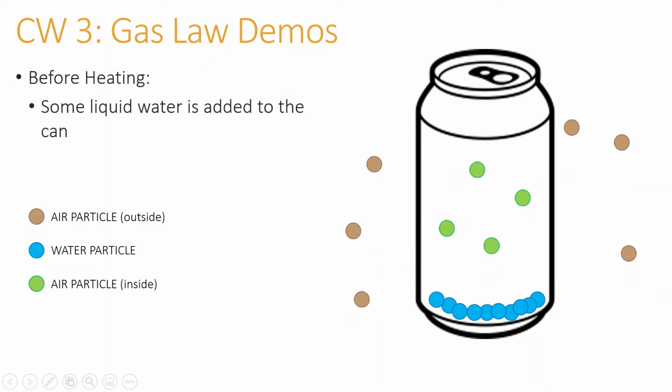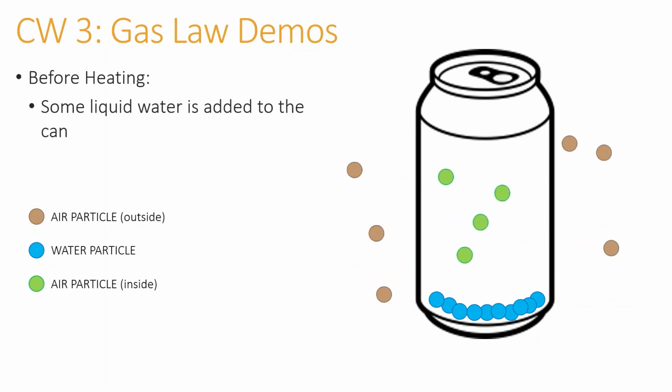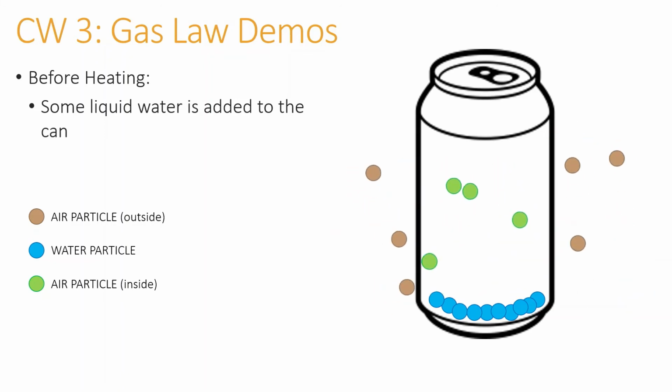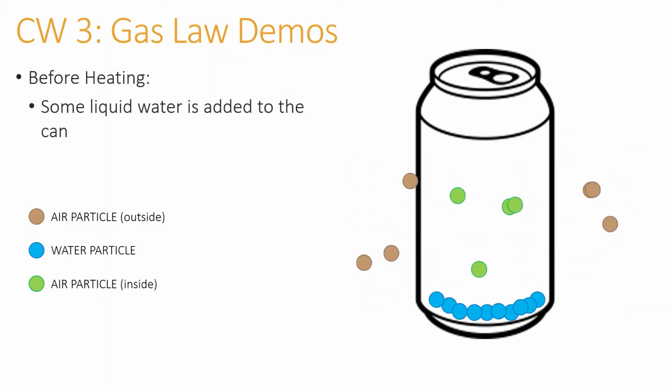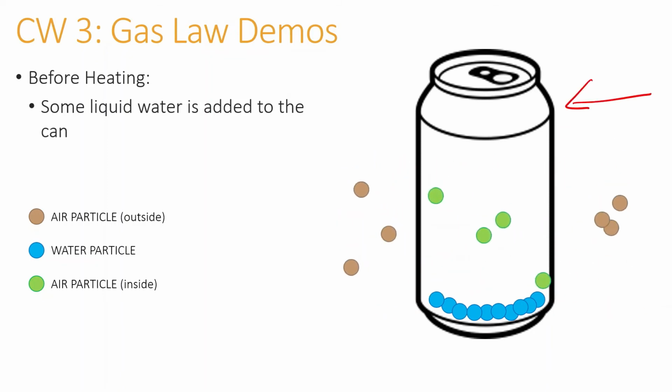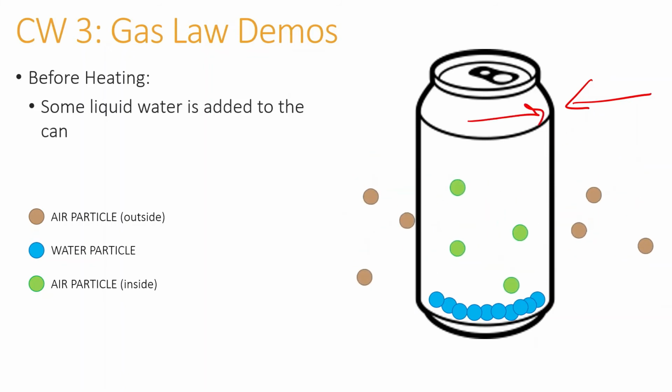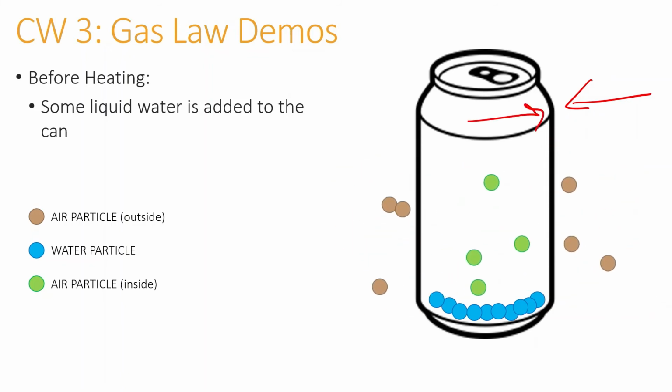So let's take a look at what's happening here. Before heating, we're going to add some liquid water to the can. My brown particles represent air particles on the outside of the can, and my green particles represent air particles on the inside of the can. Right now, the air on the outside of the can is pushing in equally as hard as the air inside of the can.